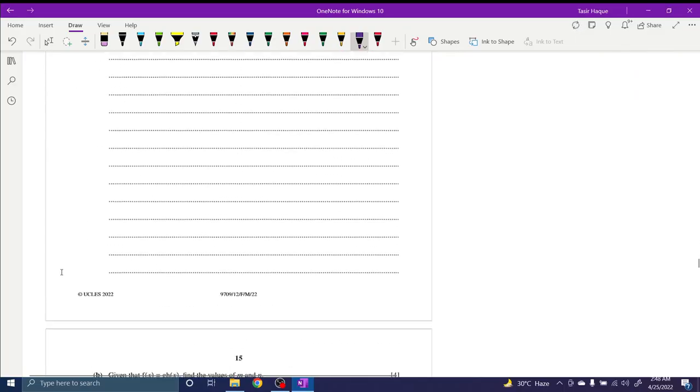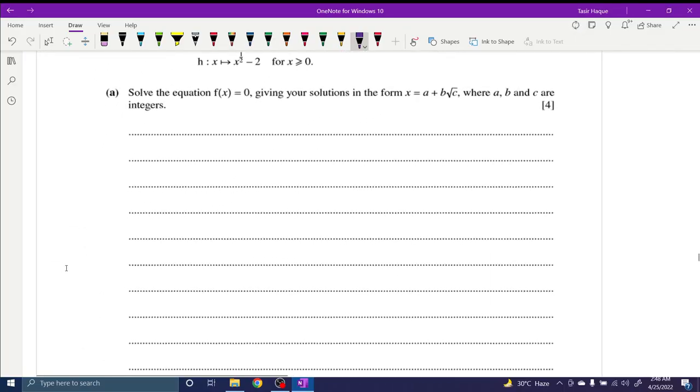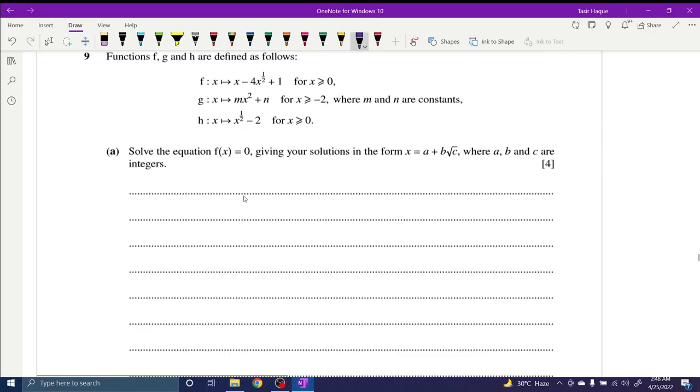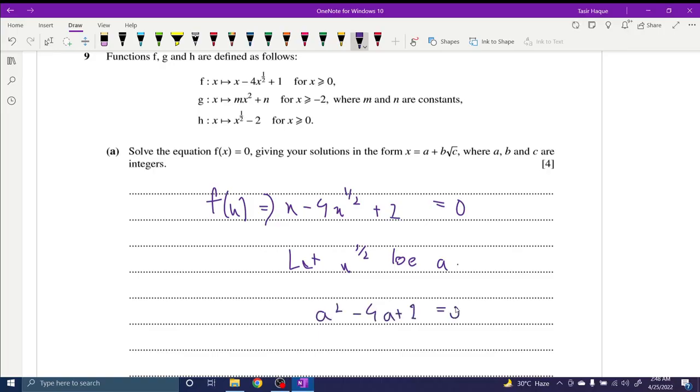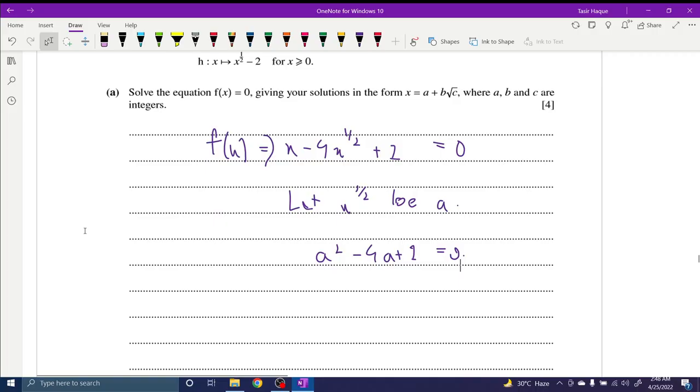Now we have 9. For 9, solve the equation f(x) equals 0. So f(x) is equal to x minus 4x to the power half plus 1. So let's equate this to 0. Let x to the power half be a, so a squared minus 4a plus 1 is equal to 0. You could do it this way. If you solve this, what are you getting?